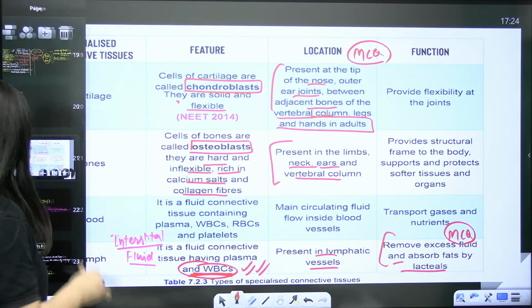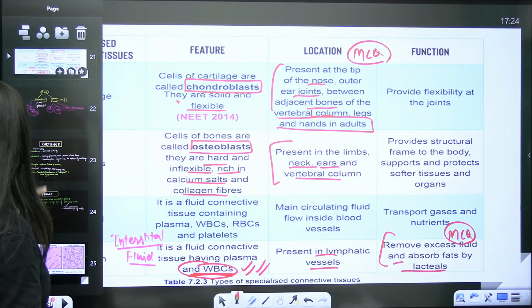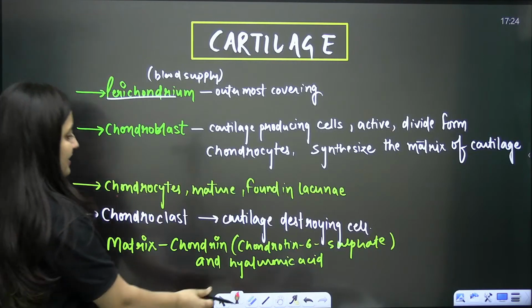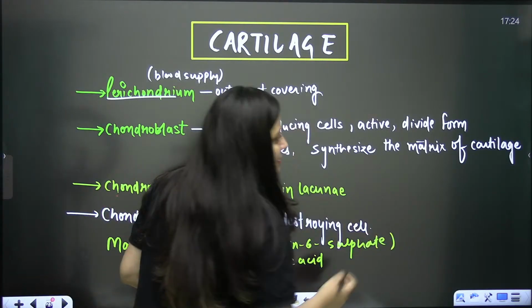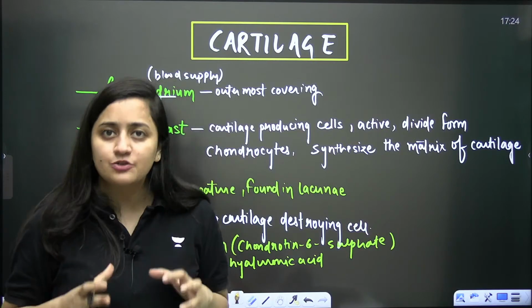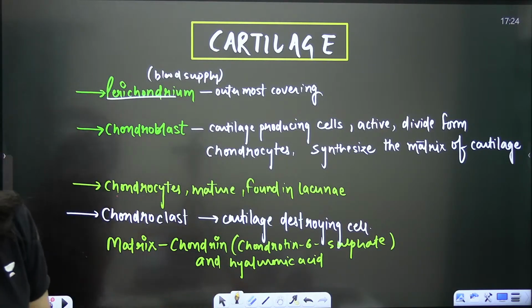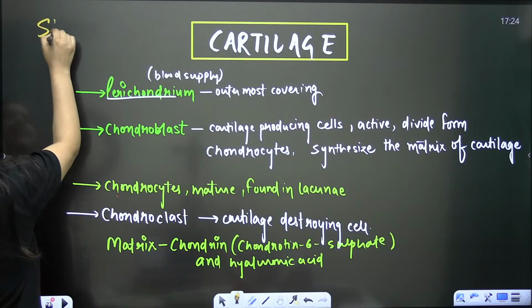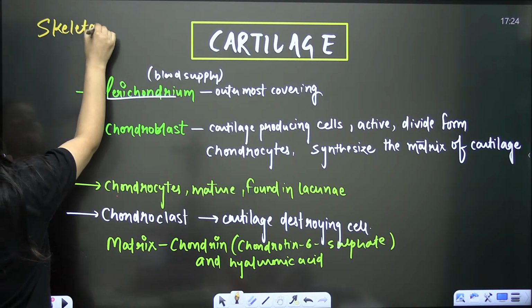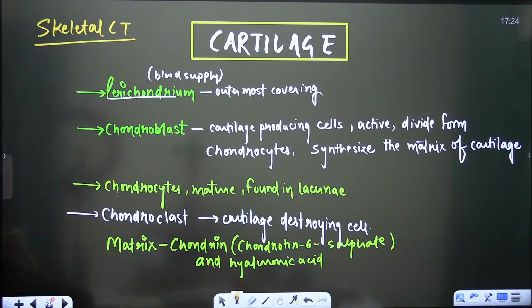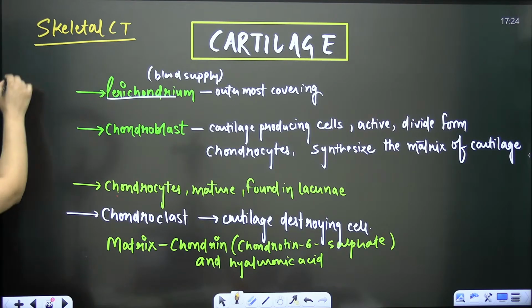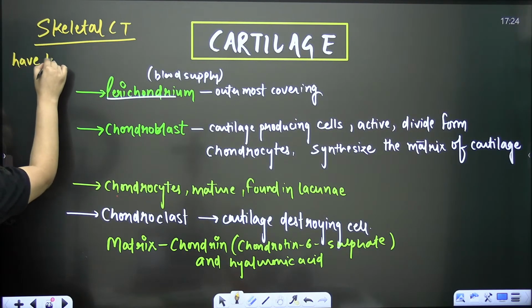Done. So next is the bones and the cartilages. First of all, let's start with the cartilages. When you talk about the cartilages, they provide strength plus flexibility as well. Bones and cartilages are part of the skeletal connective tissue, and here you will see they have a tough matrix.